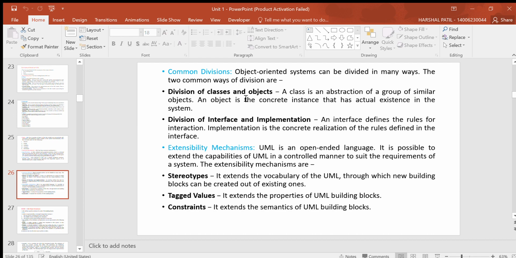Extensibility mechanisms. UML is an open-ended language. It is possible to extend the capability of UML in a controlled manner to suit the representation of the system. The extensibility mechanisms are stereotypes, which extend the vocabulary of UML through which new building blocks can be created out of the existing ones. Tagged values extend the properties of UML building blocks. Constraints extend the semantics of UML building blocks.